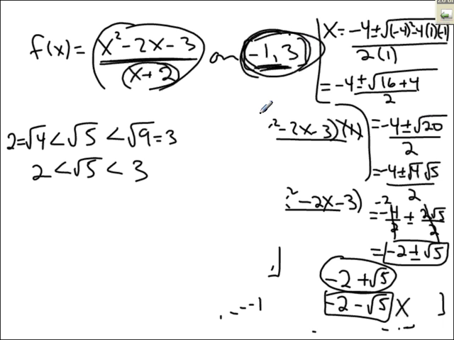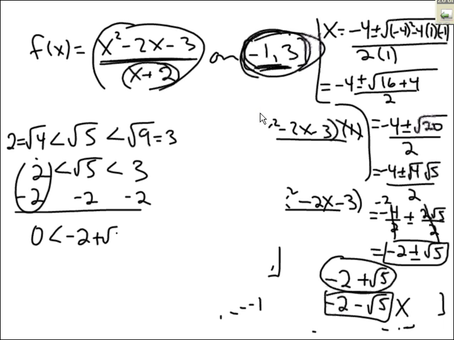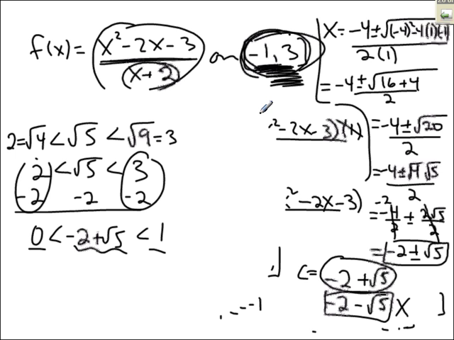And we want to take away 2. This is 0. In the middle, we have negative 2 plus the square root of 5. And this is 1. That is, this number is in between 0 and 1. But that's in between our interval. That's in between negative 1 and 3. So there is your C value. That's Rolle's theorem.